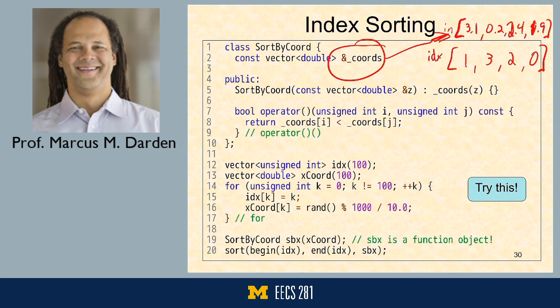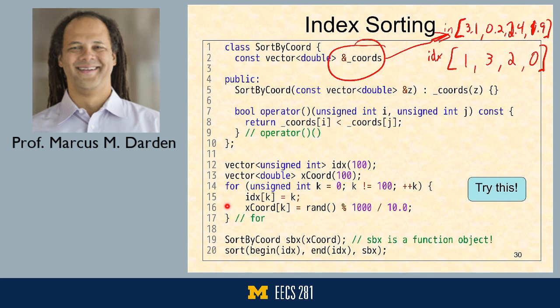So the body of our code that happens down below, I've got this vector of unsigned ints. This is going to be my index vector. And I've got this other vector of coordinates. That's going to be my data vector. This for loop, all it does is fill the indices from 0 up to 99, n minus 1. Fills the indices up there in order. And then it also fills my coordinates with something that's random. Just gives me a random number and turns it into a floating point value. And so now I've got some random stuff in Xcoord.